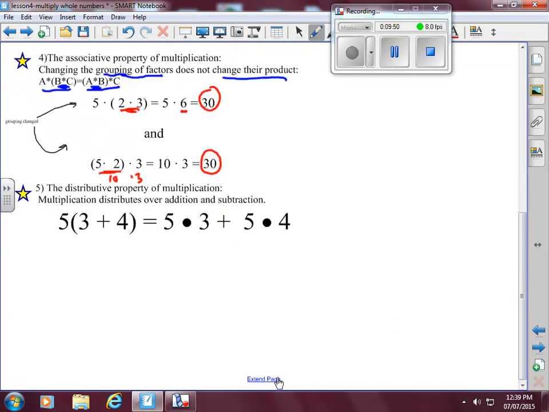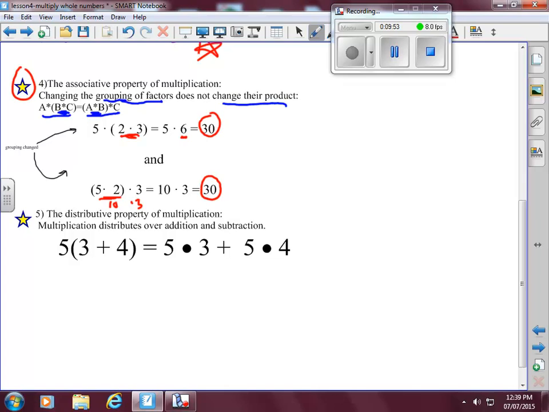And last but not least, so you see how I start all of these. That's all the ones we want to devote to memory. The distributive property of multiplication, that multiplication distributes over addition and subtraction. That's a way of saying we can distribute through the parentheses and say that 5 times 3 is 15. Hold the addition sign, keep it, and 5 times 4 is 20. So we can say that 15 plus 20 is 35, right?